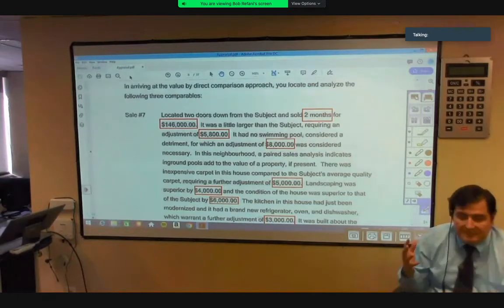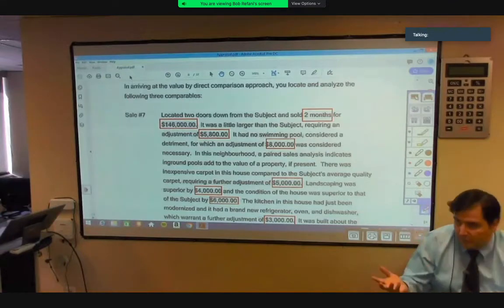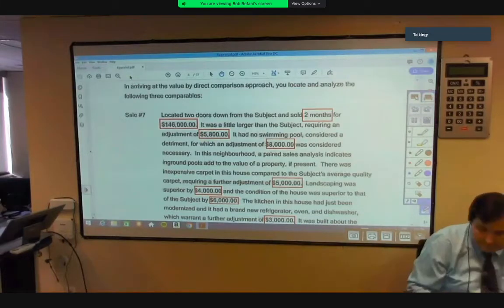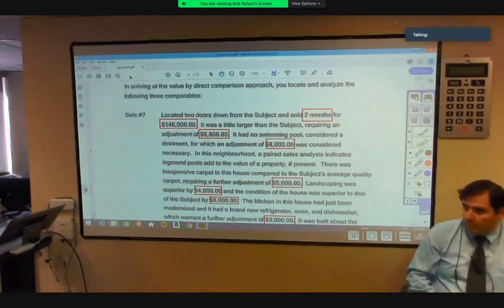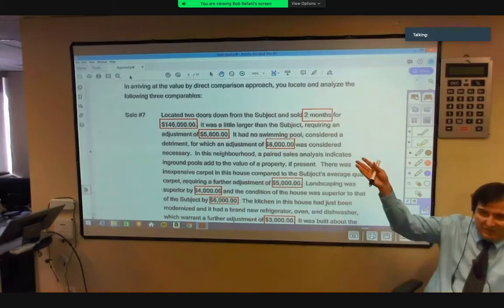Sales analysis is a fancy way of saying direct comparison approach. Go ahead. Indicates in ground is add to the value of a property if present. So basically they're talking about that 8,000. Yeah. So that's done.